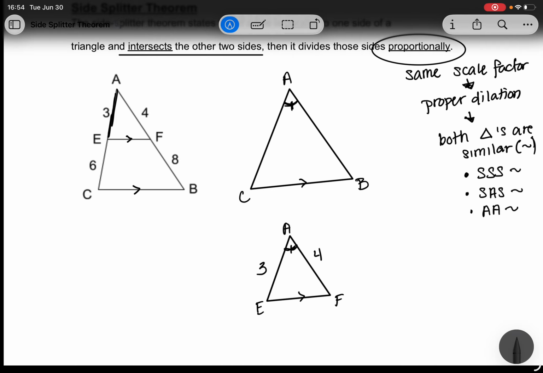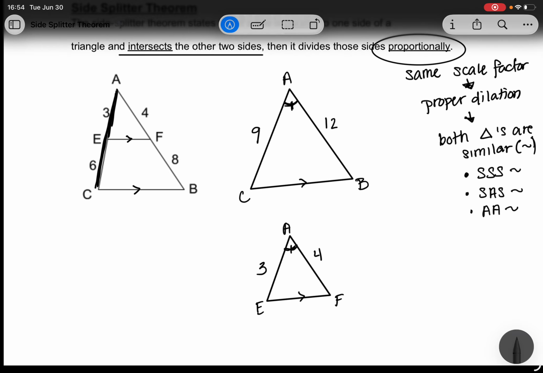Next up, we need to label the sides of our bigger triangle. So we have AC. It doesn't tell us the length of AC, so we have to do a little bit of math here. AC is its entire length, and we know that AE is 3 and EC is 6. So we're going to add those two together to find the length of AC. So 3 and 6 gets us 9. And we're going to do the same thing on the other side to find the length of AB. So we're going to take the length of AF and add it with the length of FB, so 8 plus 4, and we get 12 for the length of line segment AB.